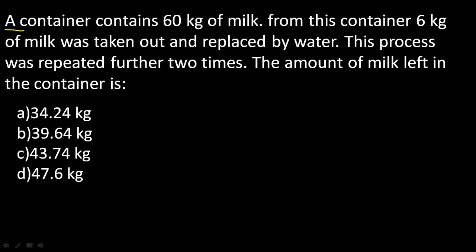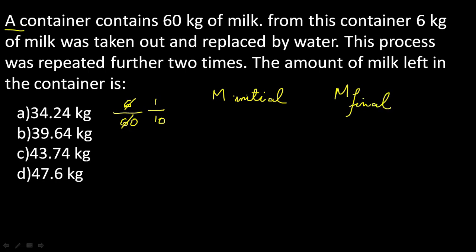So first what we have to do is convert this actual value into a fraction. How many units of milk are there? 60 units of milk. In this, 6 is taken out, so we will be getting the ratio as 1:10. Now, milk initially, and after taking out the milk, final. Now 10 units are there, 1 is taken out, so it is left with 9.